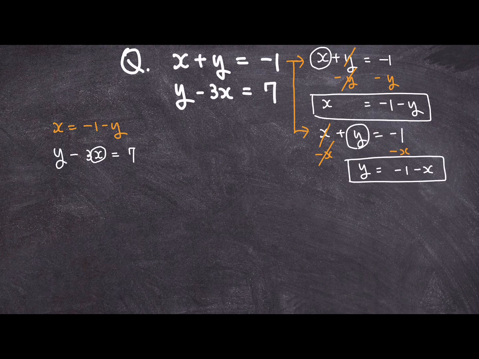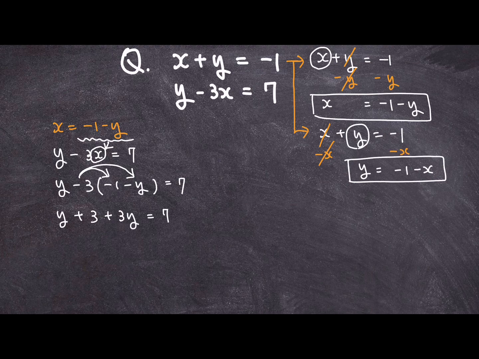If I substitute this value in place of x, I need to rewrite the equation like this. y plus 3, because I'm multiplying -3 with -1, and I'm multiplying -3 with -y, giving me +3y, is equal to 7. I'm combining like terms here: 4y plus 3 is equal to 7. Let's subtract 3 from both sides, and that gives me 4y is equal to 7 minus 3, which is equal to 4, so y is equal to 1.